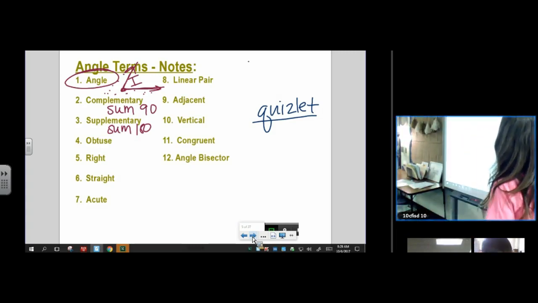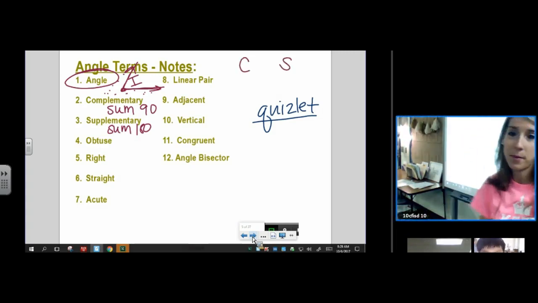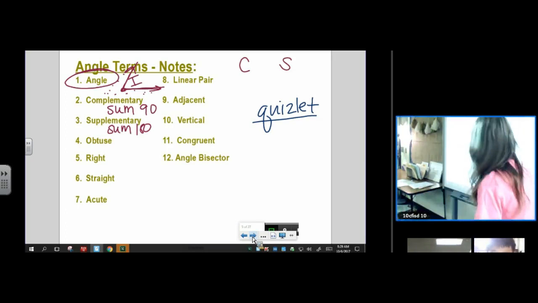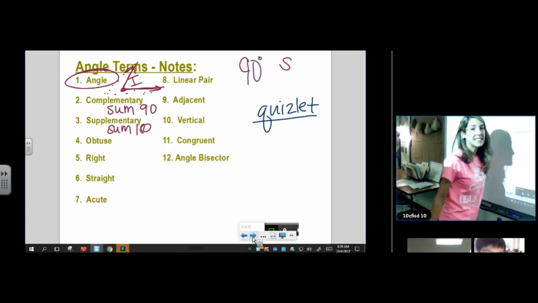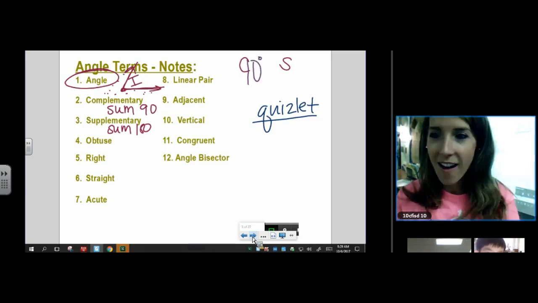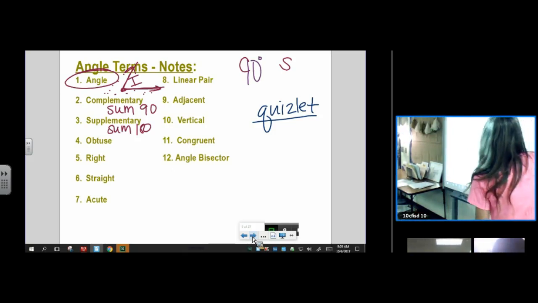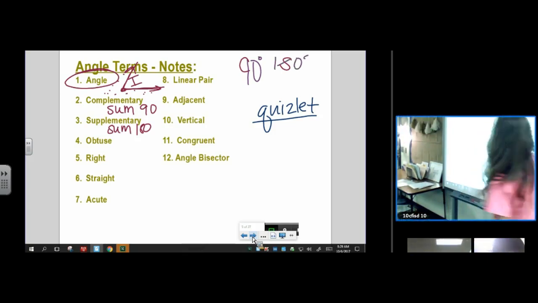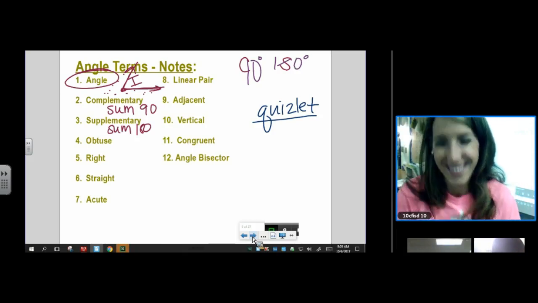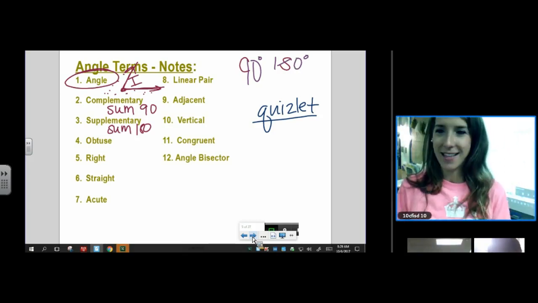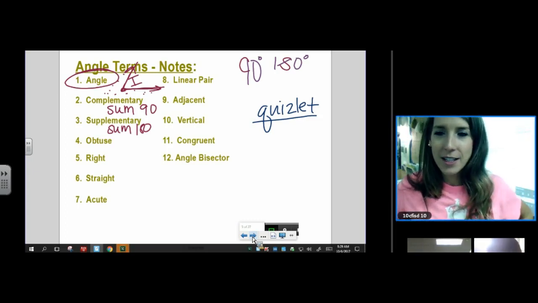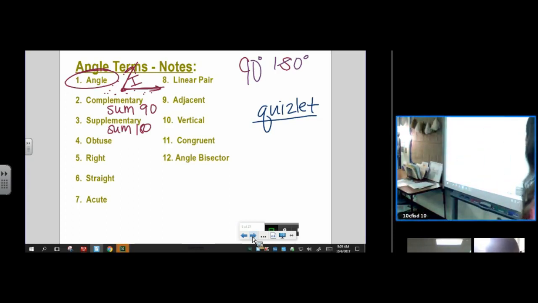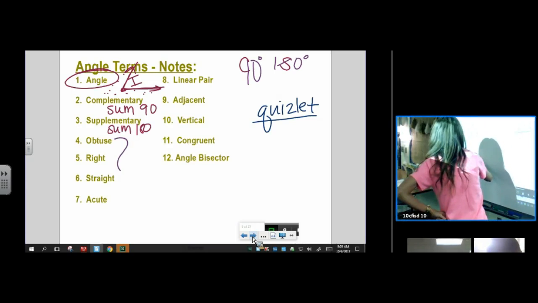So you've got your C for complementary. You've got your S for supplementary. You can turn the C into 90. And you can turn the S into 180. So I hope you never get them mixed up again. Write down the letter that they start with and hopefully turn it into a 90 and 180. Okay? All right. So then we've got our 4 classifications.